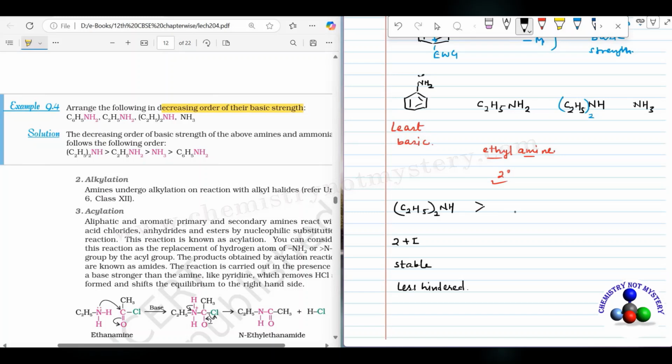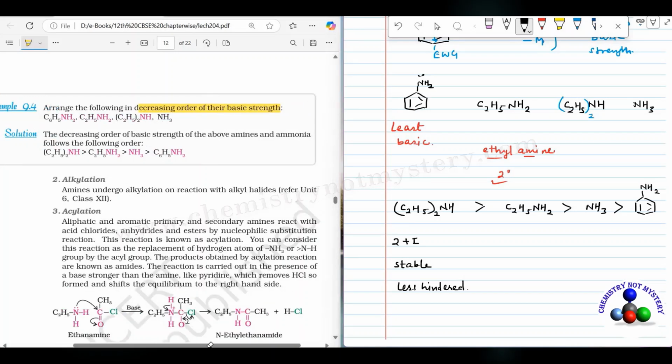Then the primary ethyl substituted amine will be there, C2H5NH2. Then there will be ammonia, NH3, and then there will be aniline. So this is benzene bonded to NH2. So this is the decreasing order of basic strength of the following amines. In the next video we will discuss the other reactions of alkylamines.